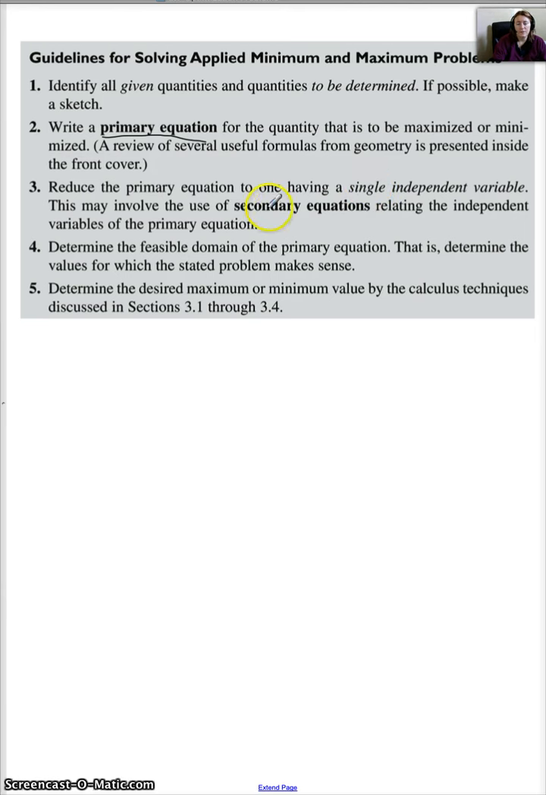Usually you will have some sort of secondary equation that relates the independent variables, and you're basically going to find your secondary equation and solve it for one of your variables to plug back into your primary equation. That way you have one equation and one unknown, so you can take your derivative with just one variable. And then you're going to find the feasible domain. For the most part, your x value is going to have to be positive. Make sure you check the endpoints of your equations as well.